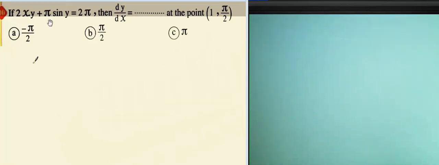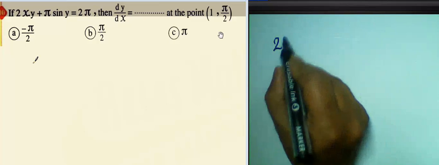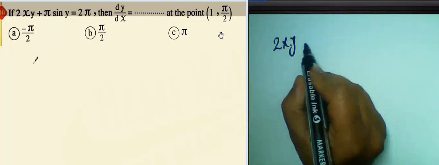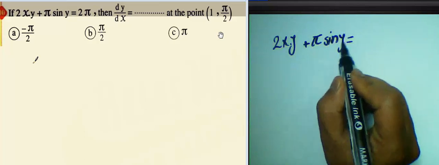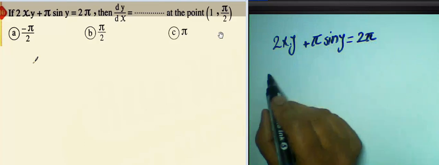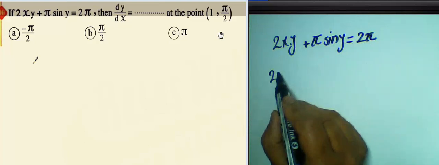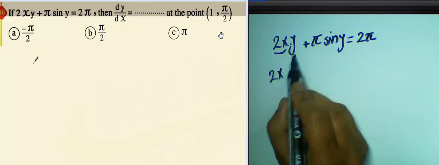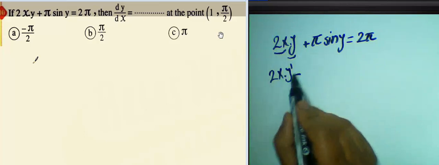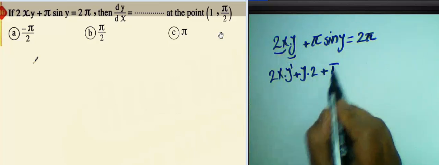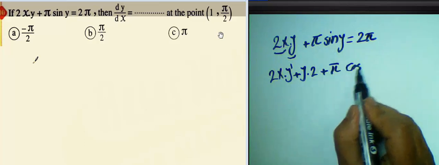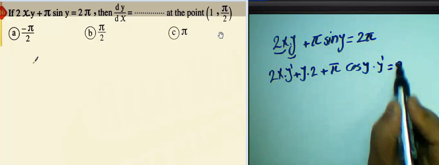Question 10. If 2x times y plus pi sine y equals 2 pi, then find the derivative dy by dx at the point 1 and pi over 2. Okay, we have 2xy plus pi sine y equals 2 pi. We can find the derivative here, right? 2 times x times y dash, plus y times the derivative of 2x, equals 2. And the derivative of sine y will be cosine y times y dash, equals 0.